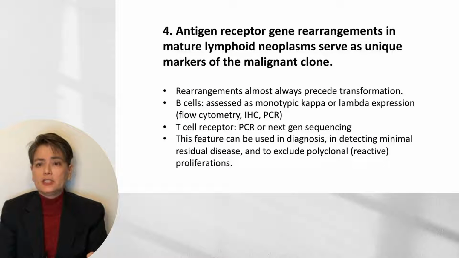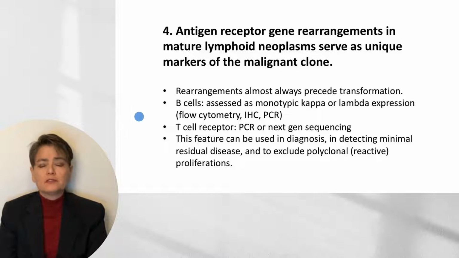So these antigen receptor gene rearrangements in our mature lymphoid neoplasms as well as in our immature lymphoid neoplasms can serve as unique markers of the malignant clone. Now this rearrangement will almost always precede transformation, and we can use this feature in diagnosis, in detecting minimal residual disease, and to exclude polyclonal or reactive proliferations.